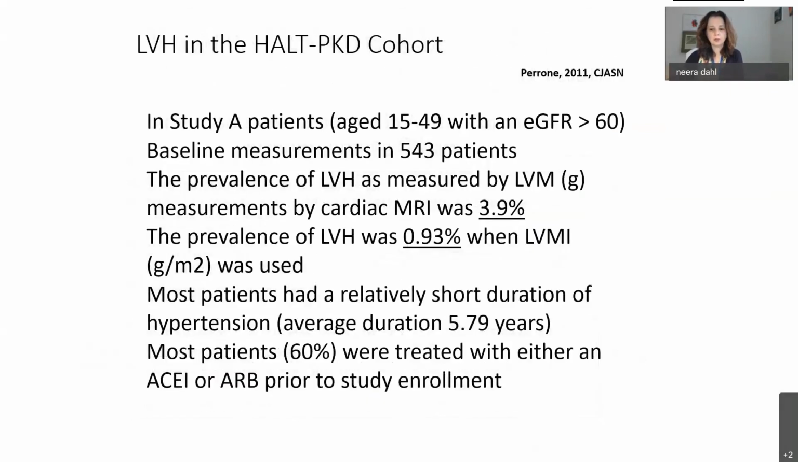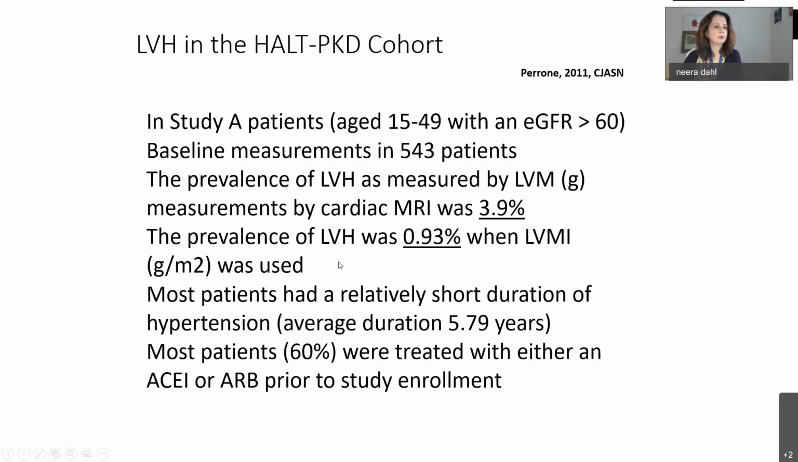And we know that hypertension can occur early in ADPKD, and there's some older data saying that LVH, left ventricular hypertrophy, or thickening of the ventricle wall, happens sometimes before the onset of hypertension in ADPKD. And I think that our thinking about LVH has changed somewhat with the widespread use of ACE inhibitors and angiotensin receptor blockers. And this is just looking at the incidence of left ventricular hypertrophy in the HALT PKD cohort.